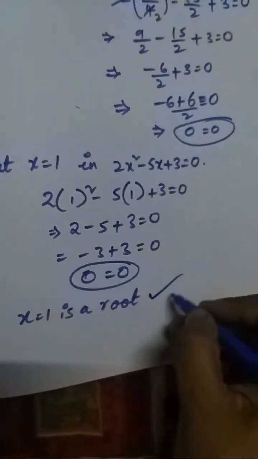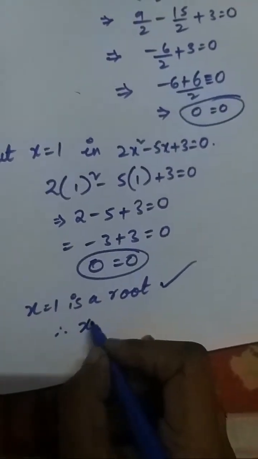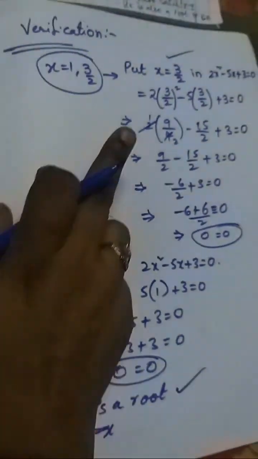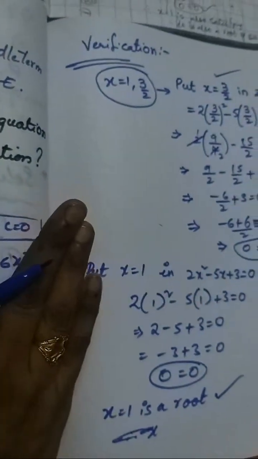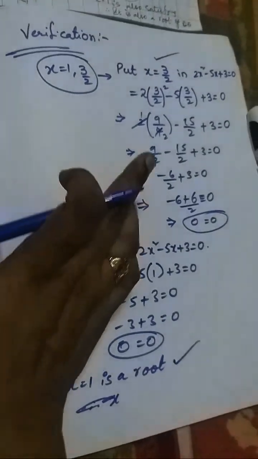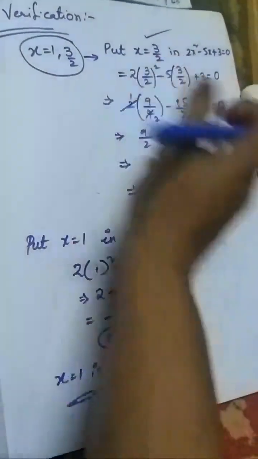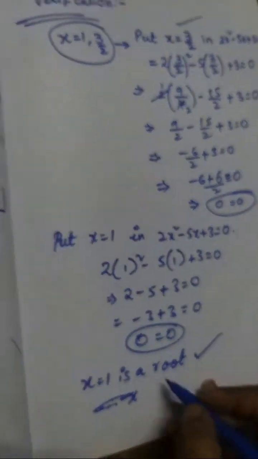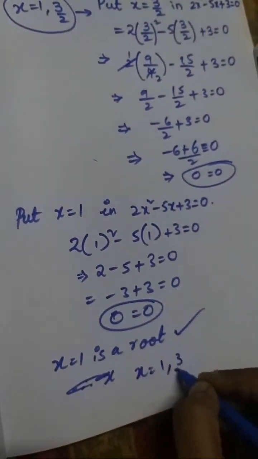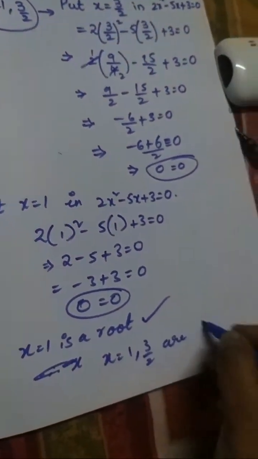Okay, therefore the obtained roots are correct. We verified this by putting the values of x in the quadratic equation. So x equal to 1 comma 3 by 2 are correct.